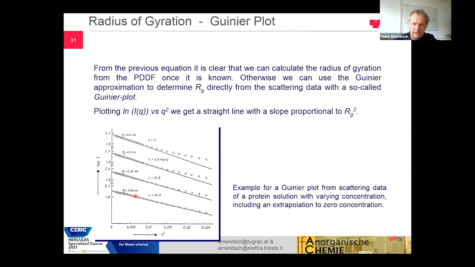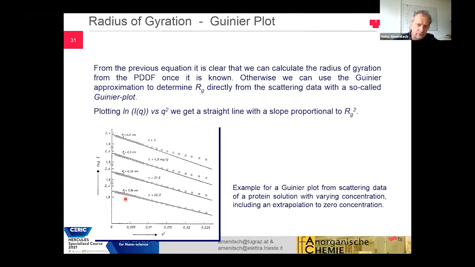And what is also very important is, here is an example from a protein solution. If you increase the concentration from 0 to 48 milligrams per milliliter, what you see here is that you decrease the radius of gyration. And this is an effect of the concentration. At high concentration, you see the effect of neighboring particles, and this is somehow decreasing the effective radius of gyration.